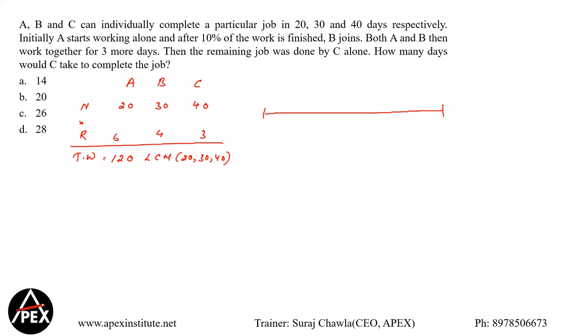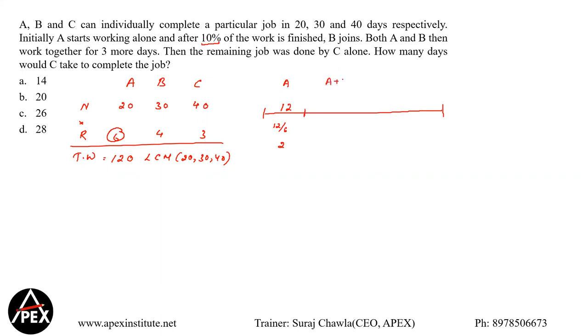What does the question talk about? Initially, A starts working alone and completes 10% of the work, which means A would complete 12 units of work all alone. So if A's efficiency is 6, the number of days taken by A is 12 by 6, that is 2. Clear? Now B joins him.